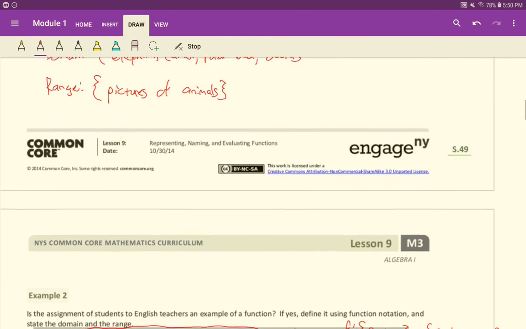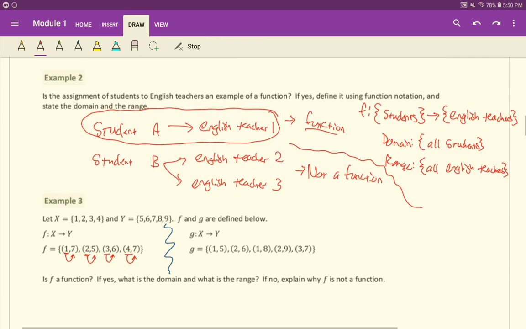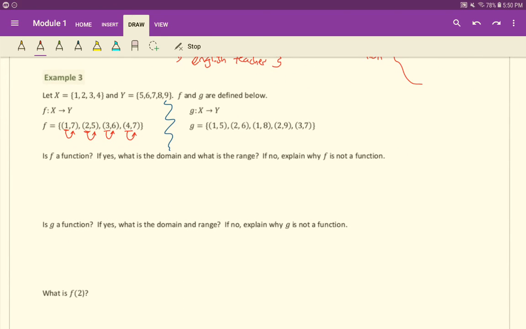Now, are these pairings a function? Well, let's go back up to our definition. Remember that a relation is a function if each element of x, or of the domain, is matched to one and only one element of y. So going back down here, is every element of the domain, that is every x value, paired with only one y value? The answer is yes. 1 is only paired with a 7, 2 is only paired with 5, 3 is only paired with 6, 4 is only paired with 7. So is f a function? Yes.